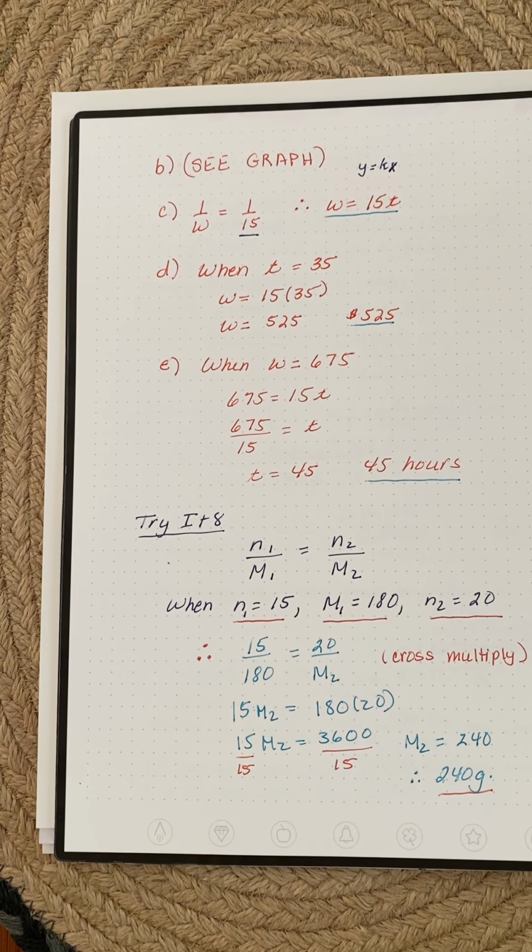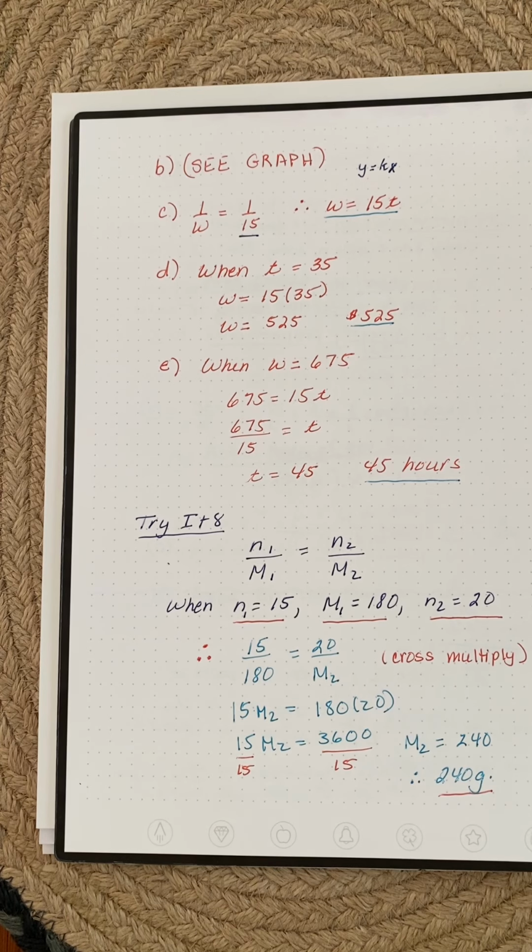Continuing on with try it 8. That will be at the top of the next page, page 132. It reads, the number of pieces N of chocolate and their total mass M grams are in direct proportion. So we know that is a fact. The mass of 15 pieces of chocolate is 180 grams. Find the mass in grams of 20 pieces of chocolate.